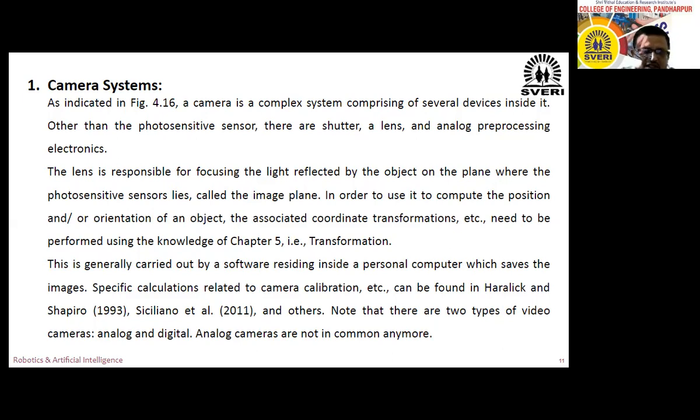This is generally carried out by a software residing inside a personal computer which saves the images. Specific calculations related to camera calibration etc. can be found in Haralick and Shapiro, that is in 1993, Cialino et al. 2011 and others. Note that there are two types of video cameras, analog and digital. Analog cameras are not in common anymore.